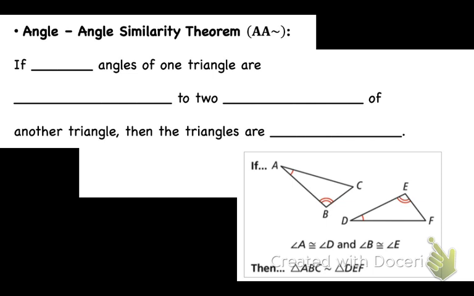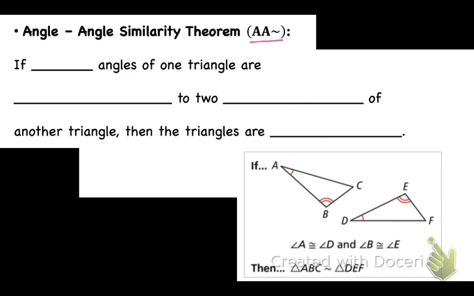Congruent means they're the same measure, correct? But proportional means they can be 1/3 or 3/4 the same size or twice the size. Got it? So the side lengths aren't equal, but they are proportional. So we have angle, angle similarity. Now look at how we abbreviate it.